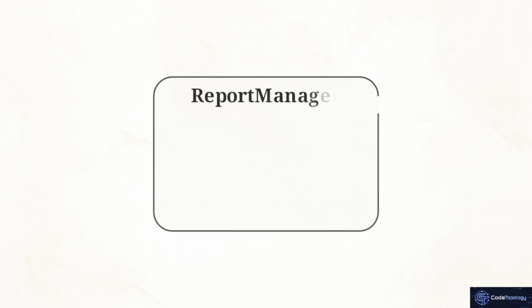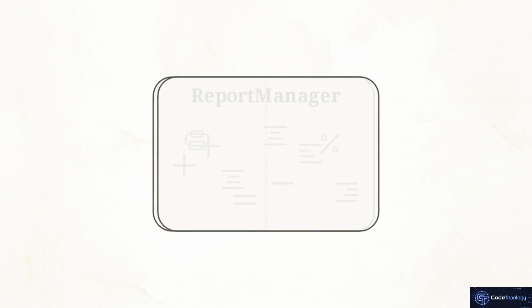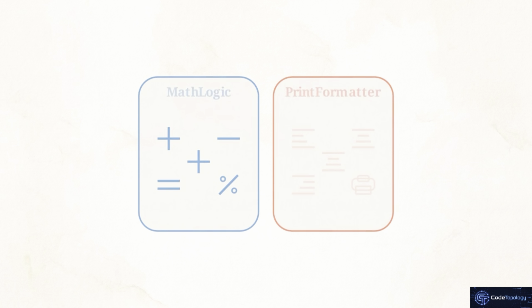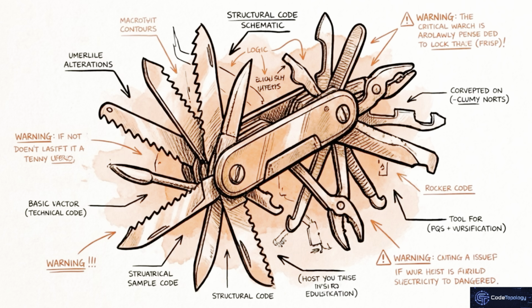Take a look at this bloated class. It tries to calculate a mathematical report while simultaneously formatting its layout. By separating the math logic from the print formatting into 2 distinct blocks, we isolate their functions. You want your code to act like a precise surgeon's scalpel, rather than a clunky multi-tool Swiss Army knife, where pulling out one tool accidentally jams another.